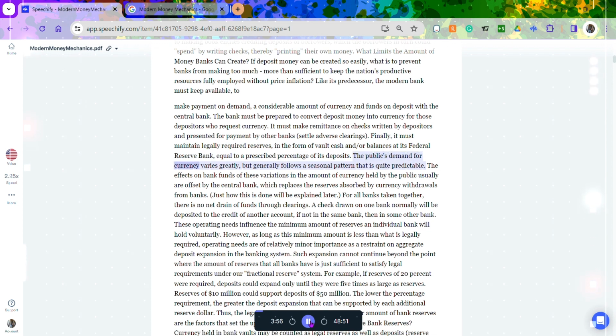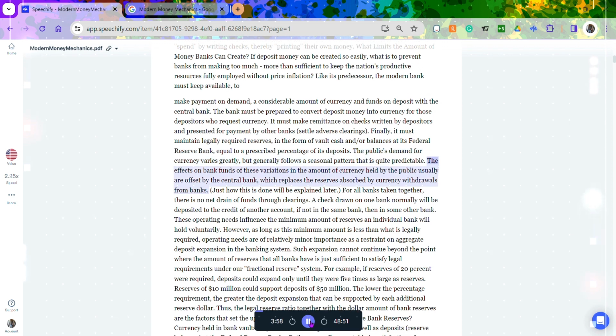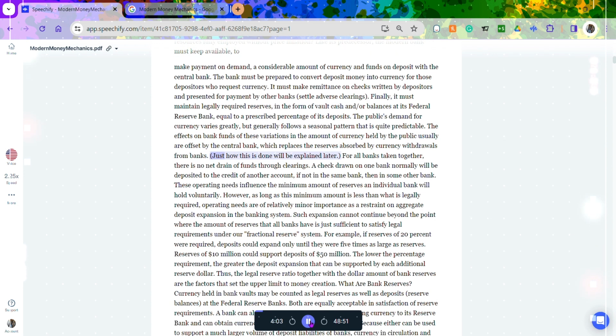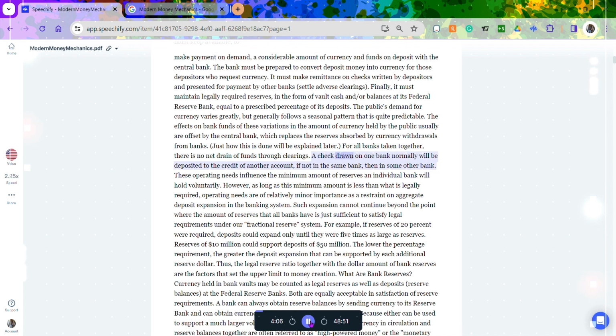The public's demand for currency varies greatly, but generally follows a seasonal pattern that is quite predictable. The effects on bank funds of these variations in the amount of currency held by the public usually are offset by the central bank, which replaces the reserves absorbed by currency withdrawals from banks. Just how this is done will be explained later. For all banks taken together, there is no net drain of funds through clearings. A check drawn on one bank normally will be deposited to the credit of another account, if not in the same bank, then in some other bank.